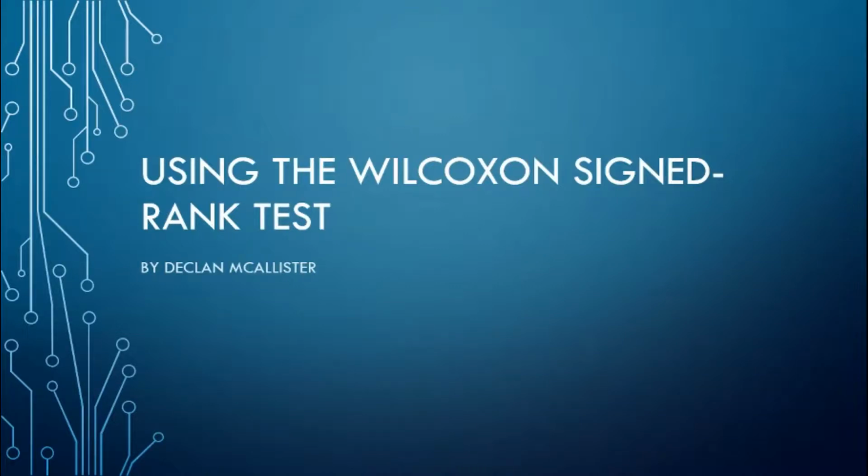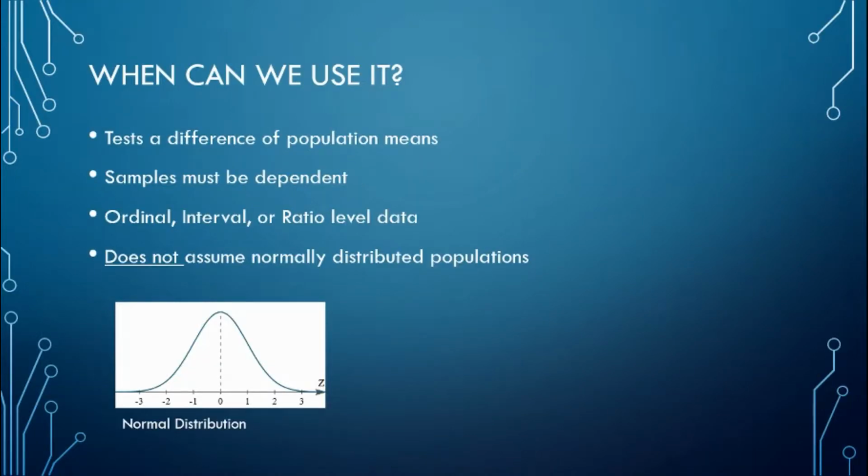Hello and welcome. In this video, we'll be going over when and how to perform a Wilcoxon signed rank test. Now, the first thing to note is what this test is for. The Wilcoxon signed rank test is used to test for a difference in population means of two dependent samples. This means that each sample will have the same number of observations, and those observations will be paired, or dependent on one another. A classic example of this would be the before and after analysis.